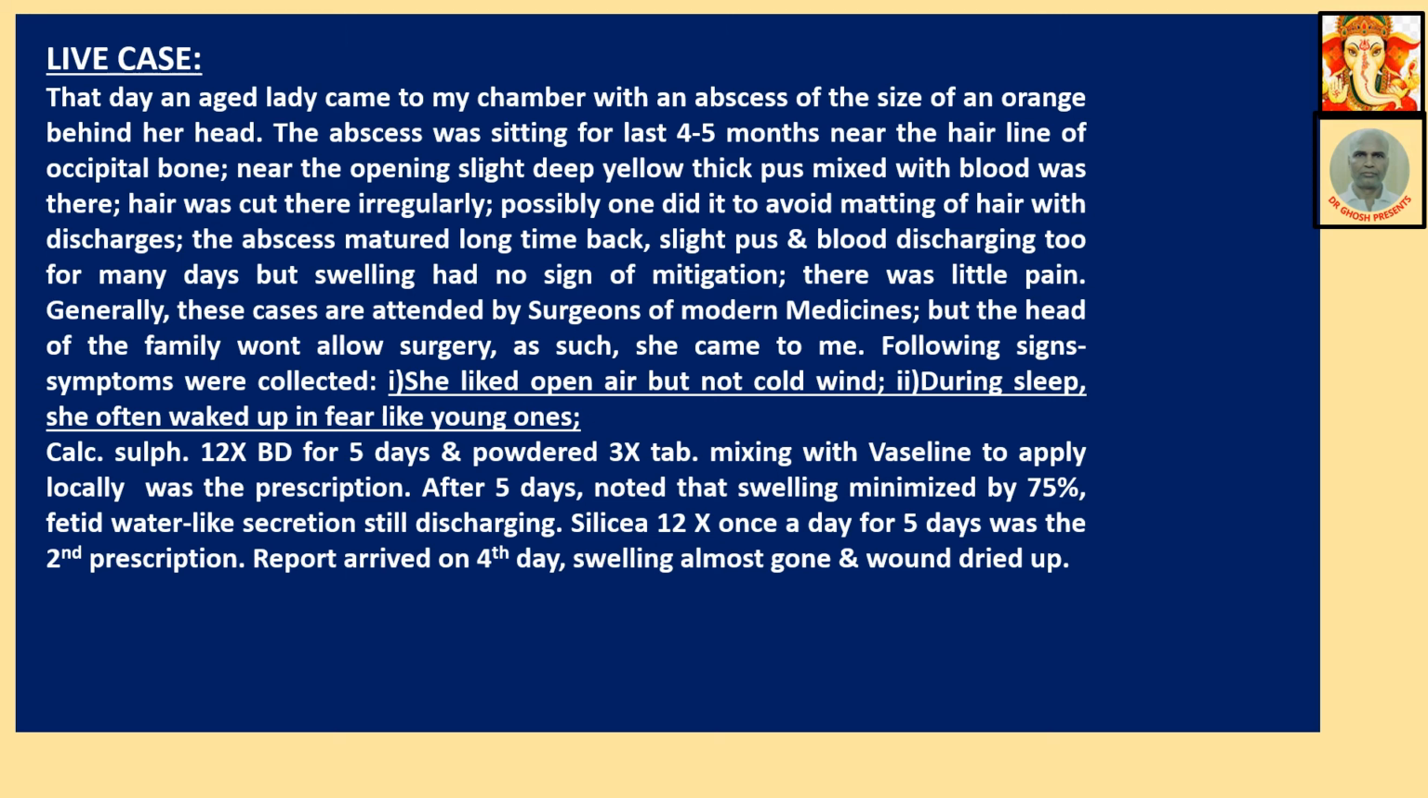Calcarea Sulph 12x, twice daily for 5 days, and powdered 3x tablet mixed with Vaseline to apply locally was the prescription. After 5 days, it was noted that the swelling had minimized by 75%. Fetid water-like secretion was still discharging. Silicea 12x once a day for 5 days was the second prescription. The report arrived on the 4th day: swelling almost gone, wounds dried up.